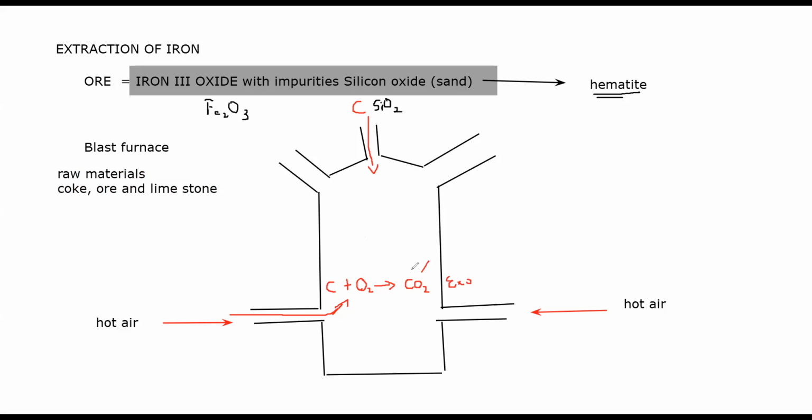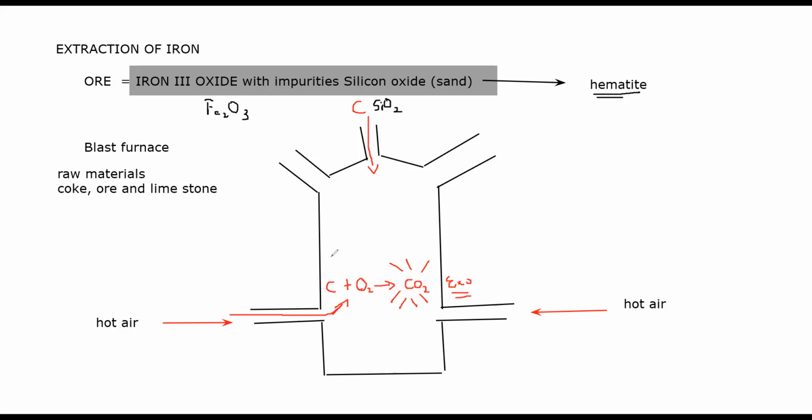So this causes the temperature of the furnace to rise, because iron can be removed from its oxide at high temperature. So to do this reaction, we have to first increase the temperature. So how do we increase the temperature of the furnace? By burning carbon with oxygen. Carbon reacts with oxygen, gives carbon dioxide. And the reaction of formation of carbon dioxide is exothermic. This releases heat energy.